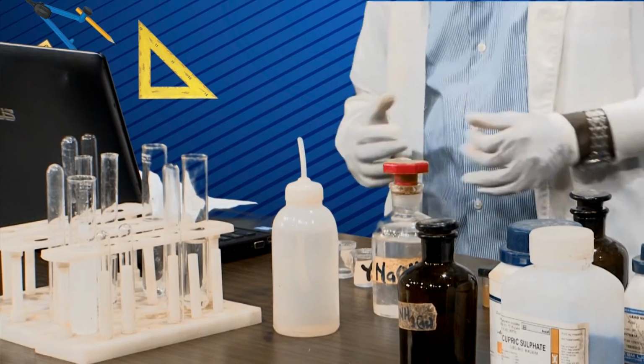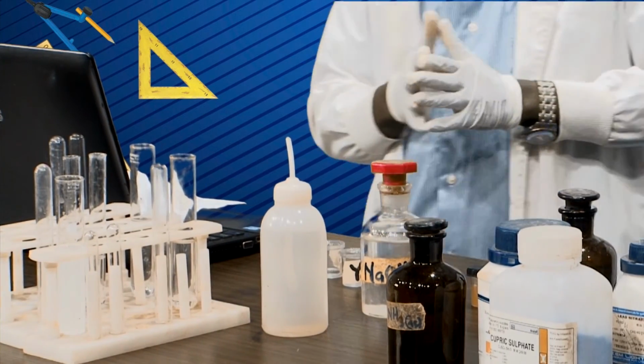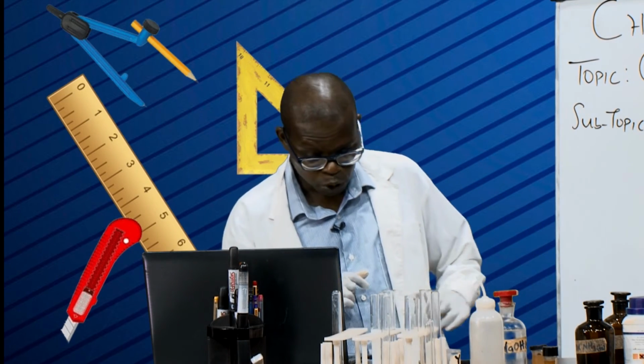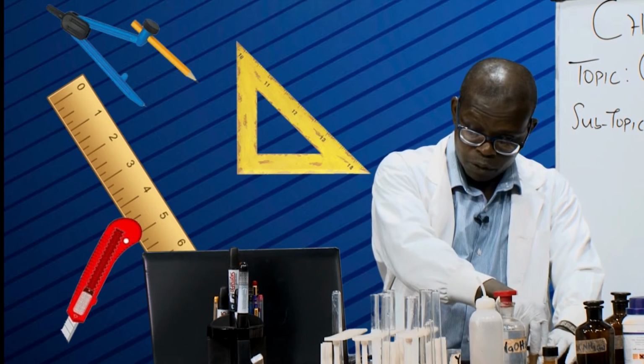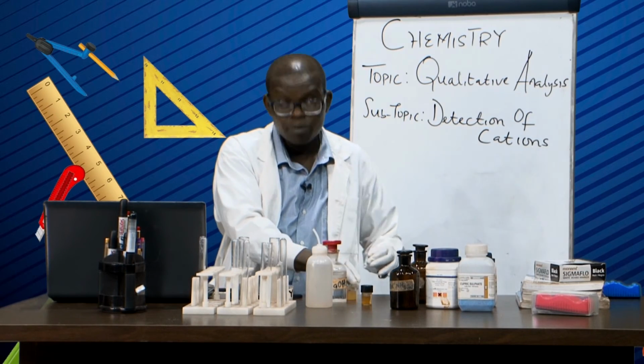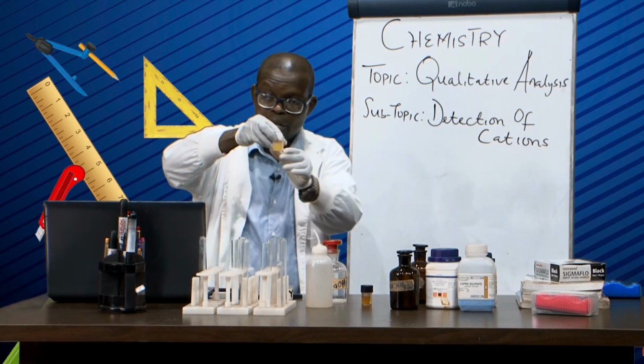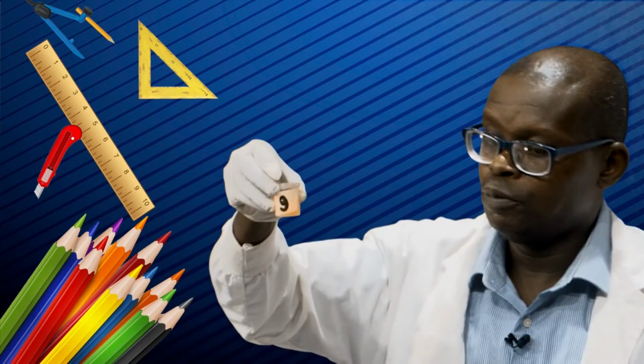Now, let's go to another cation. Another cation that you want to test for is iron 2 salt. This is iron 2 salt. I label it as G. Iron 2 salt. In the same vein, we are going to divide it into two.